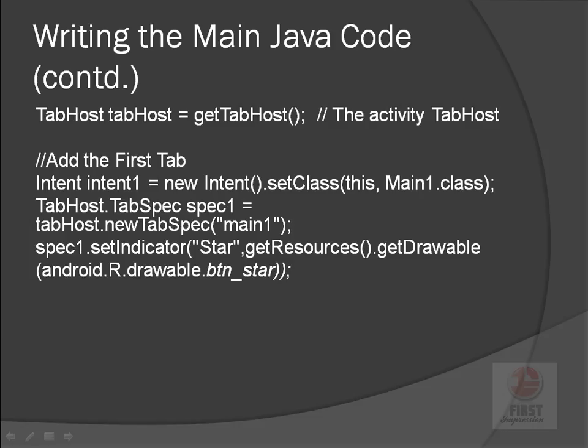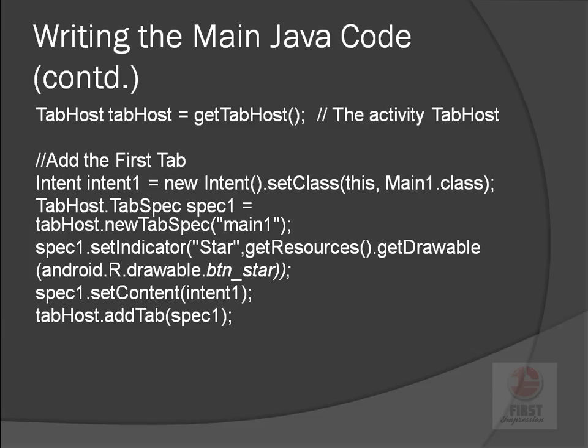This is one of the drawables that is present inside the Android R class. We have already seen this when we created the menu application. We had taken all the drawables from the Android SDK, that was android.R.drawable.ic_input_star or ic_input_add. Similarly, we have taken the same drawables from the Android SDK. Once we get the tab specifications ready, then we can set the content inside the tab. The content should be intent1. So whenever someone clicks on this tab specification, intent1 will be called. Intent1 is hosting the main1.class.